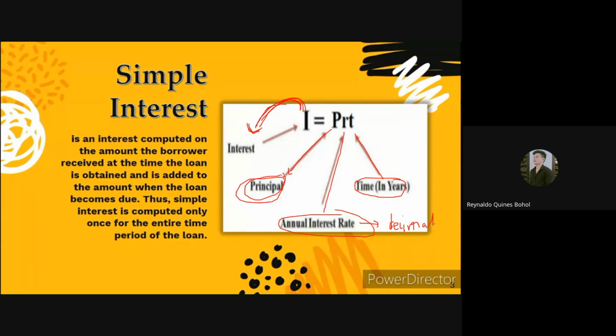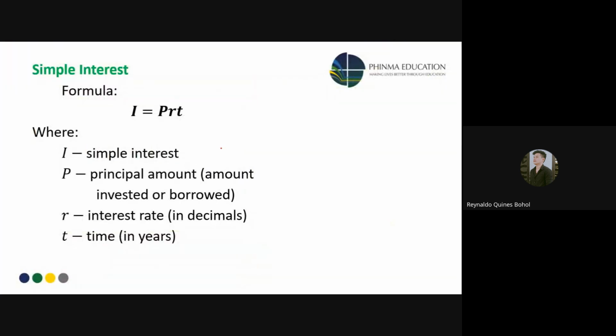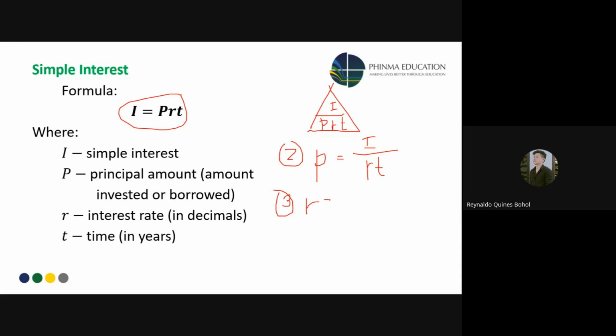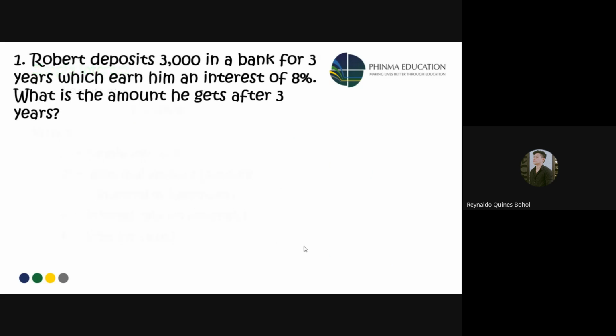So that is our review. Then here we use the PRT triangle. This is the formula of PRT, and we solve for the triangle. I is equal to PRT. The second formula, in finding the P, is I all over RT. The third formula, in finding the R, just cover R there, and the formula is I over PT. And number 4, finding the time, is I all over PR.